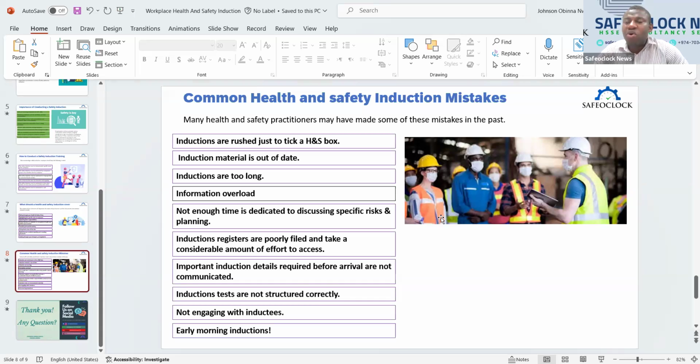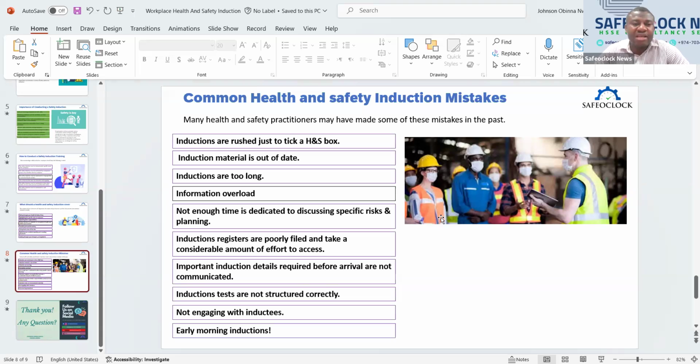And most times, safety inductions that are rushed like that, I've witnessed in one of my projects where somebody that joined a project on that day had an accident on that day, because the induction was rushed, because there were certain things that he didn't understand. So safety induction should not be rushed. This is one of the mistakes that we have encountered in the past.